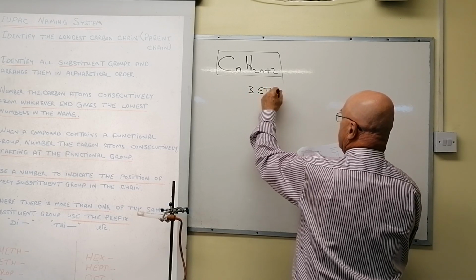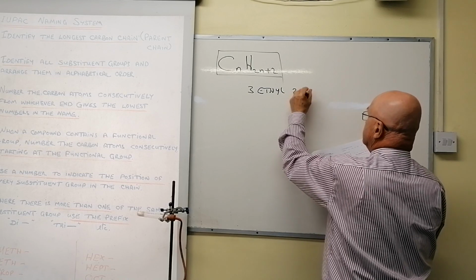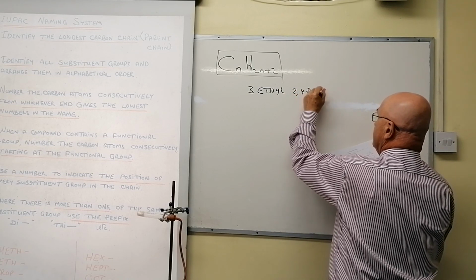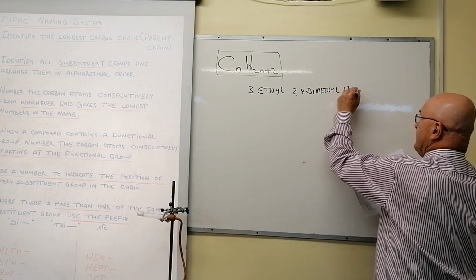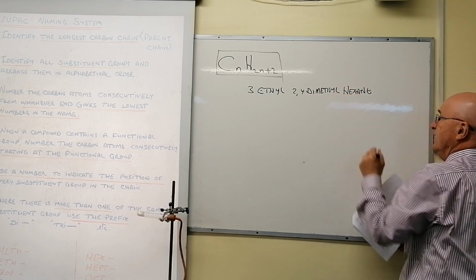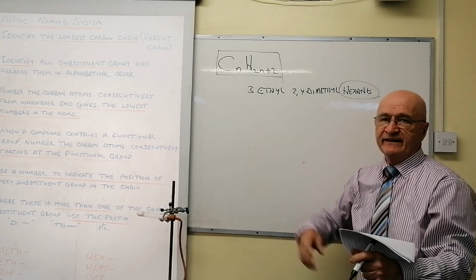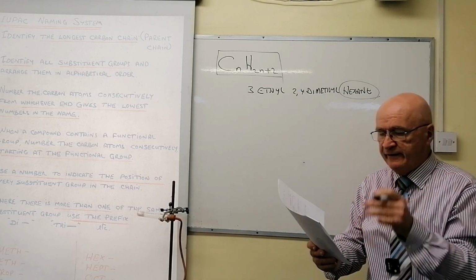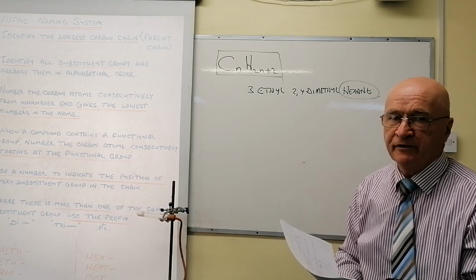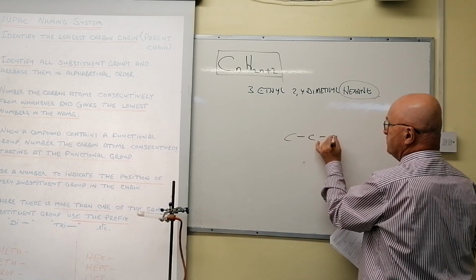3-ethyl, E-T-H-Y-L, ethyl. Okay, 2,4-dimethyl hexane, H-E-X-A-N-E. Now folks, what is that? That's a hexane molecule with a number of things added into it. And I'm being very unfair to you here with this now. That's not fair. I've just put it in there based on the fact you have a lot of names done already. I haven't them done with you, so that will be it. There's the hexane.